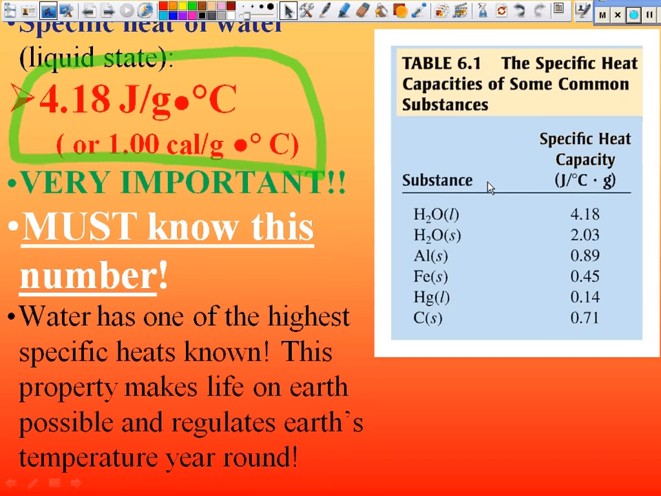Yes, very good. So if you notice right here, this is the two things that I want to point out. What takes more energy to increase the temperature, liquid water or solid water? Liquid water. So it's taking more and more energy to change it. So water has one of the highest specific heats known. This property makes life on Earth possible and regulates the Earth's temperature year-round. So it's important to understand that. And again, we see this one more time.